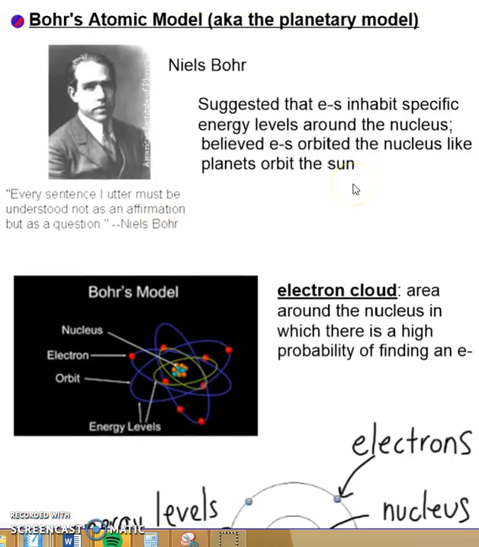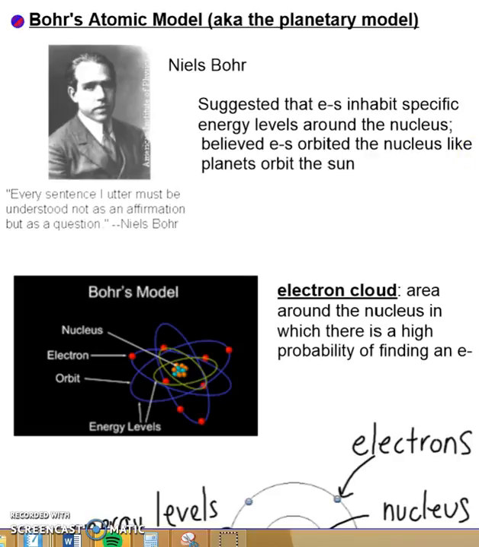Alright, so we have to compare and contrast Bohr's atomic model with the more current model, now known as the quantum mechanical model. What Niels Bohr suggested was that outside of the nucleus, electrons travel around the nucleus in specific energy levels. They orbit that nucleus kind of like planets orbit the sun. And that area outside of the nucleus we call the electron cloud.